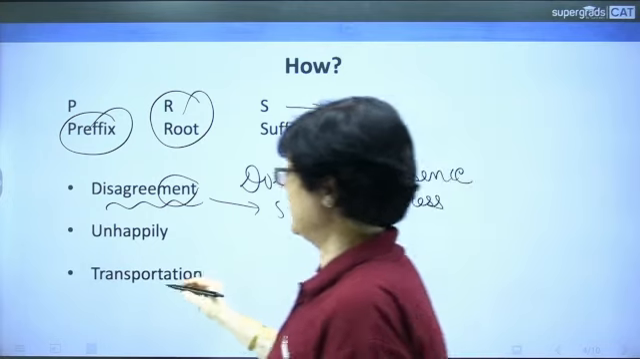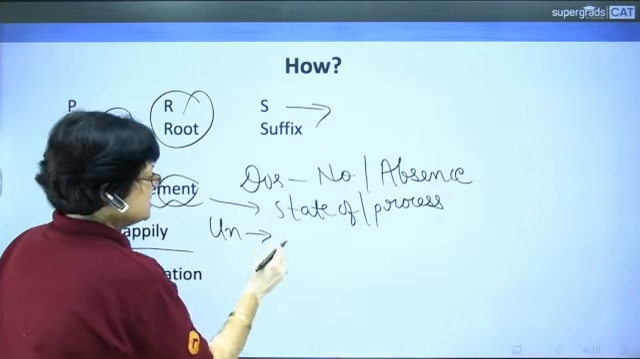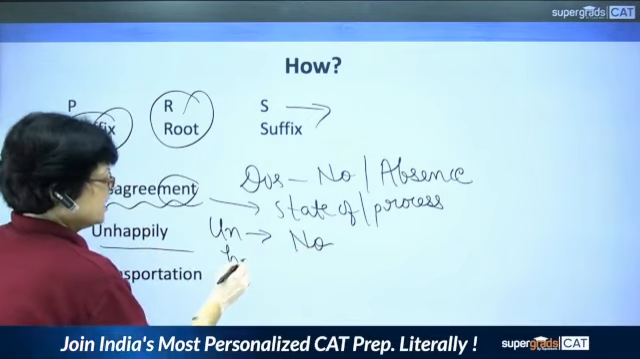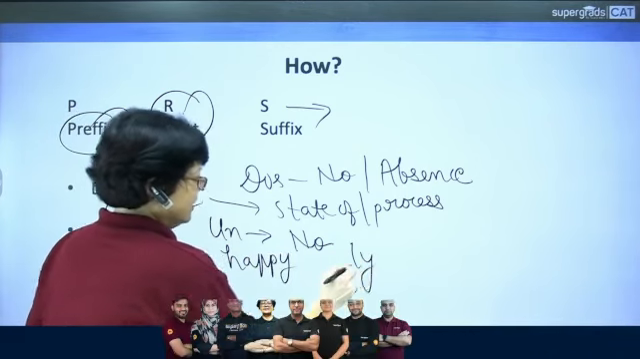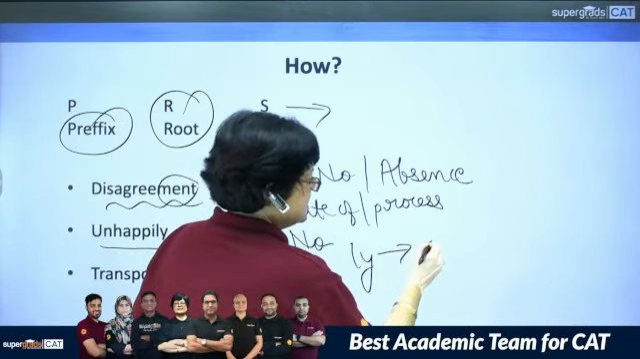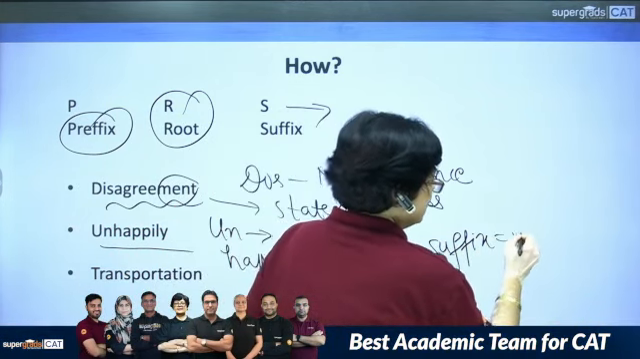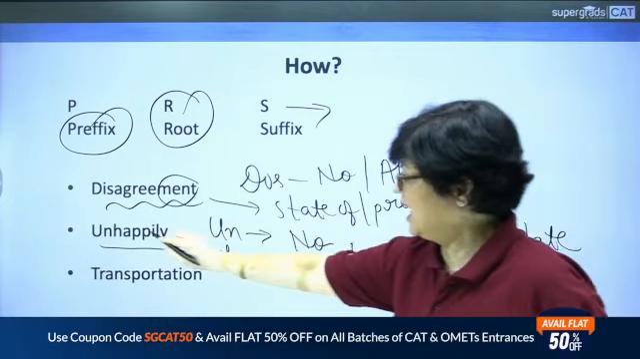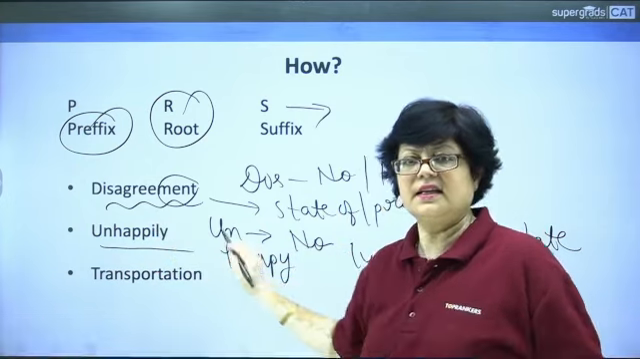Look at this word, unhappily. Here, un is the prefix, which means no or not. And happy is the root word, and ly actually is a suffix, which also means a state of. It means a state of. So what happens here? Unhappily. The word is unhappily.